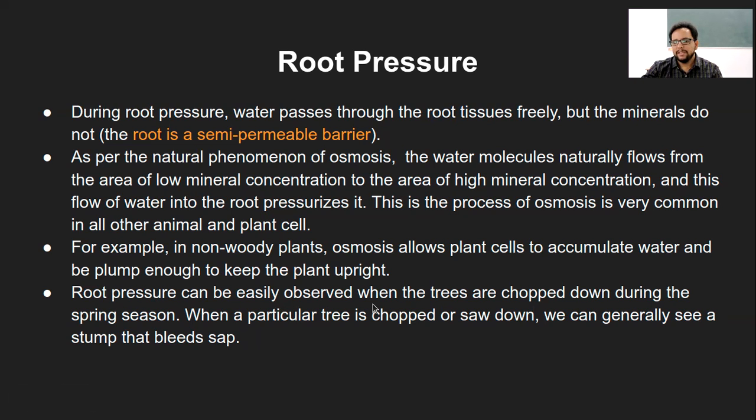Root pressure can be easily observed when trees are chopped down. This we had already seen during the spring season. When a particular tree is chopped or sawed down, we can generally see that the stump bleeds sap. Bleeds sap, as in the content oozes out, because the roots keep absorbing water, so it will push the content out, and that is the oozing out of the cell sap.